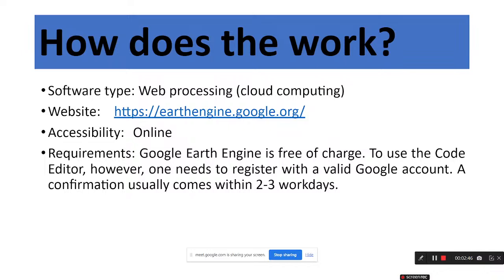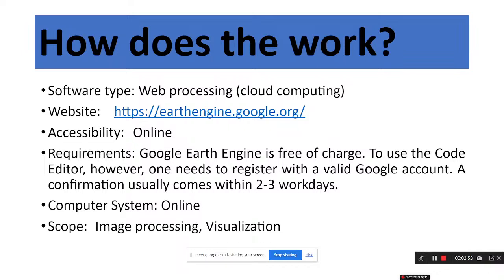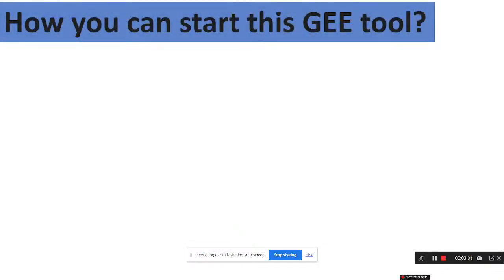There is no problem. Okay, so the computer system must be online when you want to use the Google Earth Engine platform, and it mainly works for image processing and visualization. It also works for raster and vector data. Both datasets work. Okay, so now how can you start this tool? I will explain the registration again.